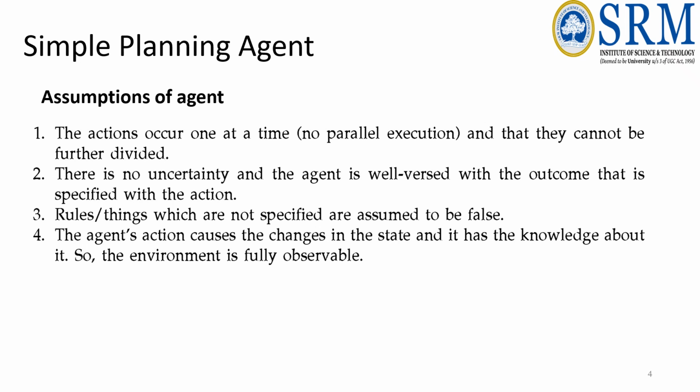So the agent's action causes changes in the state and it has knowledge about it. This type of environment is fully observable. Fully observable, a good example is a chessboard. It is a two-player game, and the black coins and white coins will be arranged, 16 and 16, so 32 coins. The ultimate goal is that either player 1 or player 2 wins or loses the game, or finally it ends in a tie.